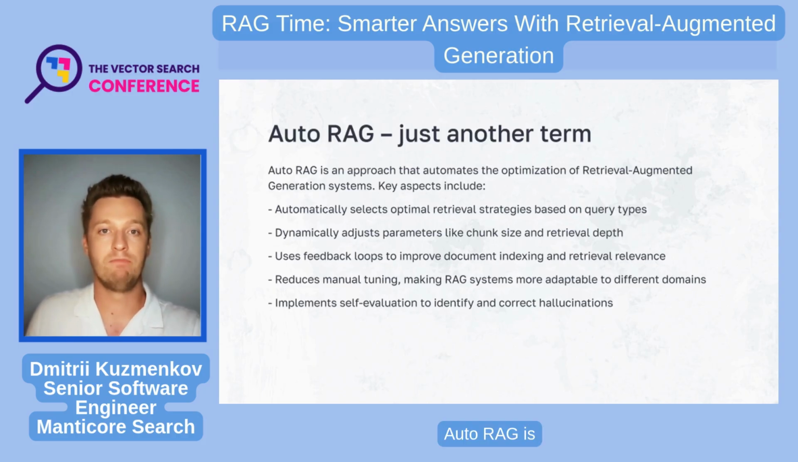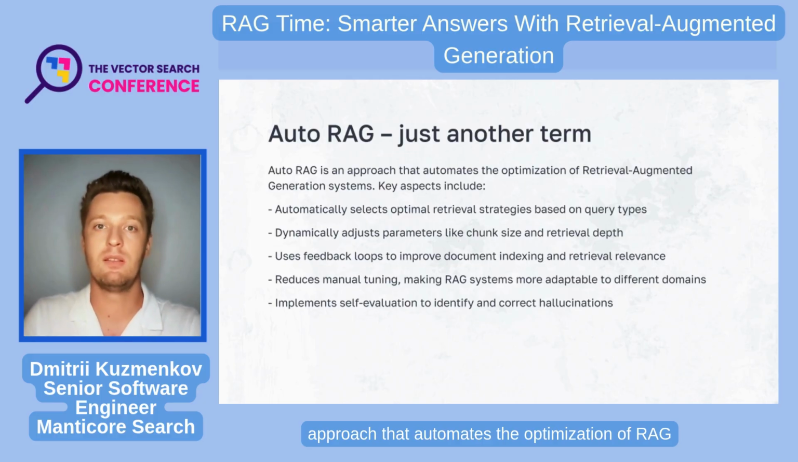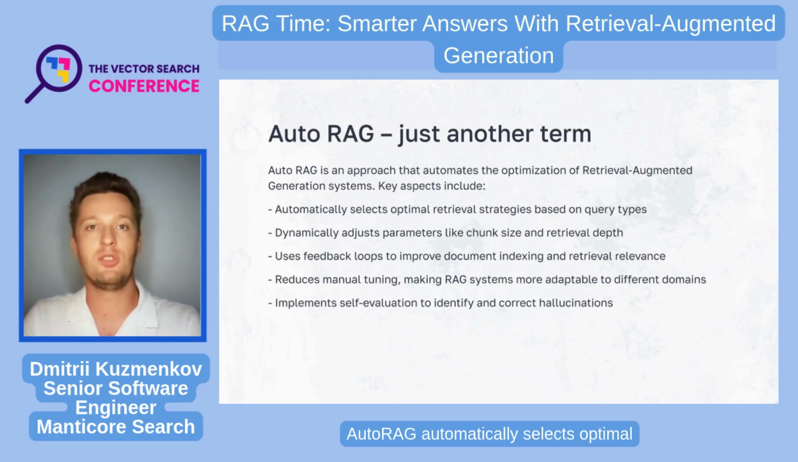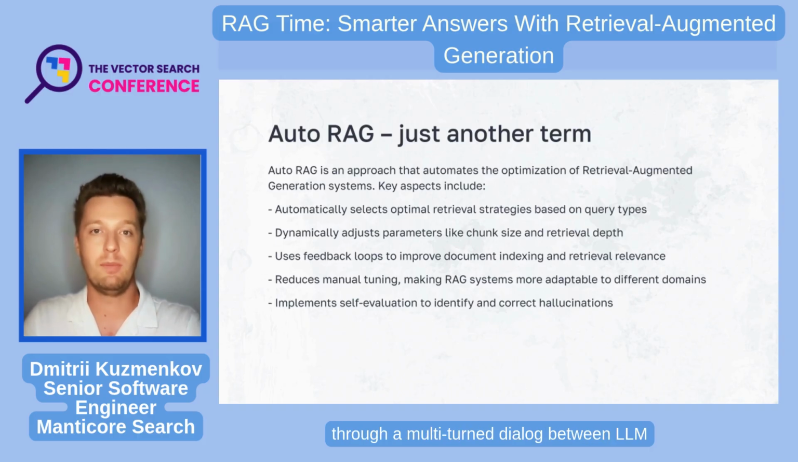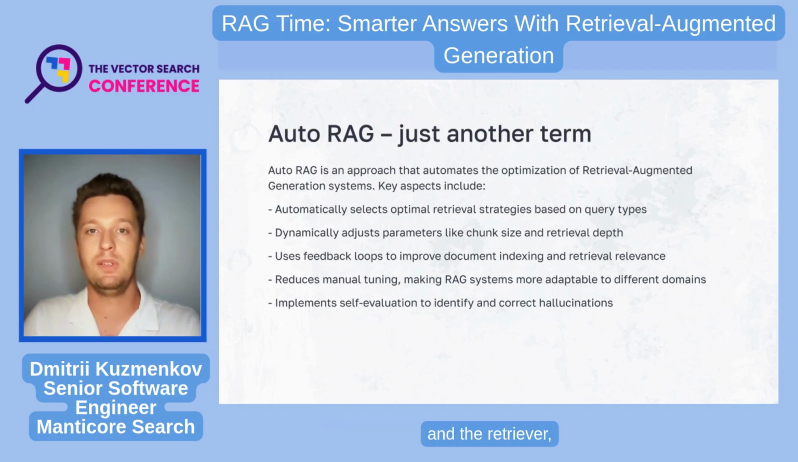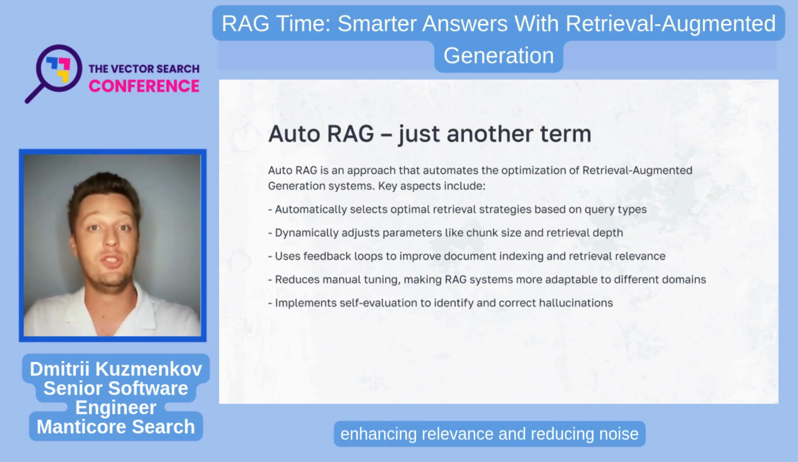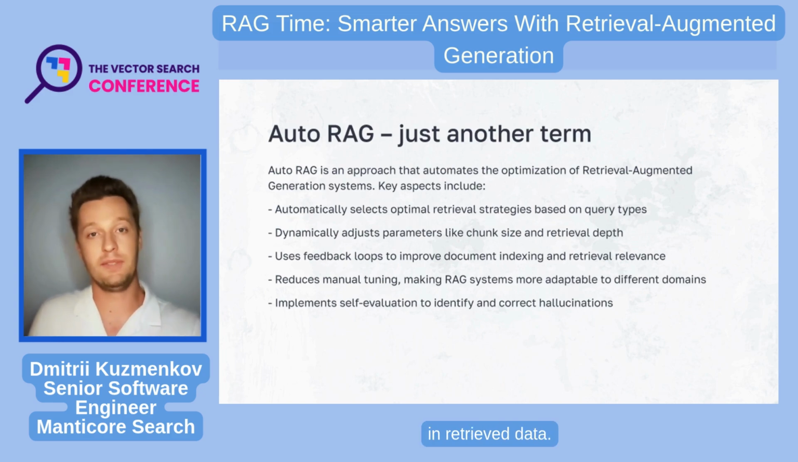AutoRAG. AutoRAG is an approach that automates the optimization of RAG systems rather than manually tuning parameters. AutoRAG automatically selects optimal retrieval strategies based on query types through a multi-turn dialog between the LLM and the retriever, enhancing relevance and reducing noise in retrieved data.